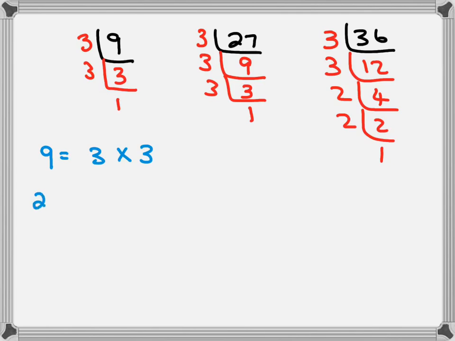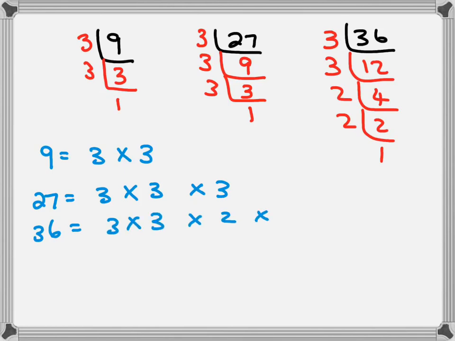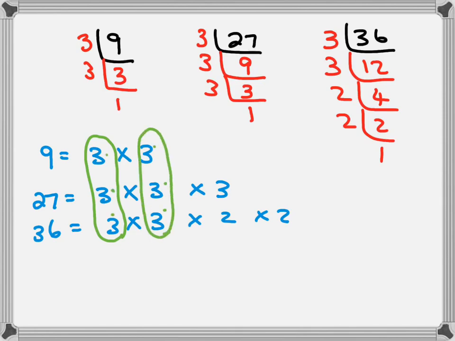Okay, 27, the prime factors are 3 times 3 times 3. And 36, the prime factors are 3 times 3 times 2 times 2. Let's look at what they share. You've got to have 3 in each. There we go. There's 3 in that circle. There are 3 in that circle. 1, 2, 3, 1, 2, 3. 3 3s. This one's got nothing to match it.